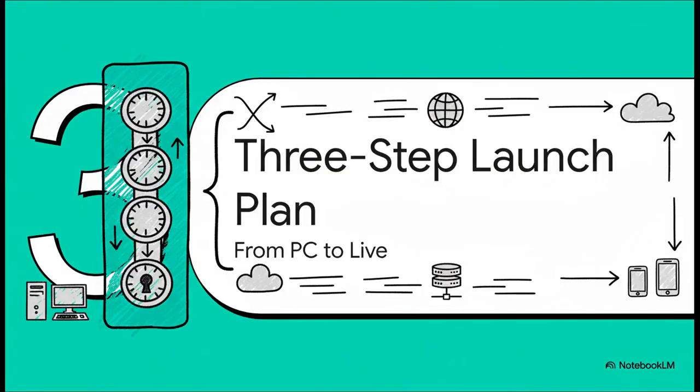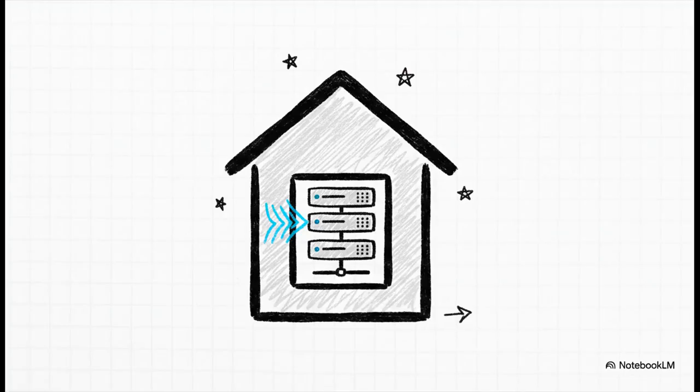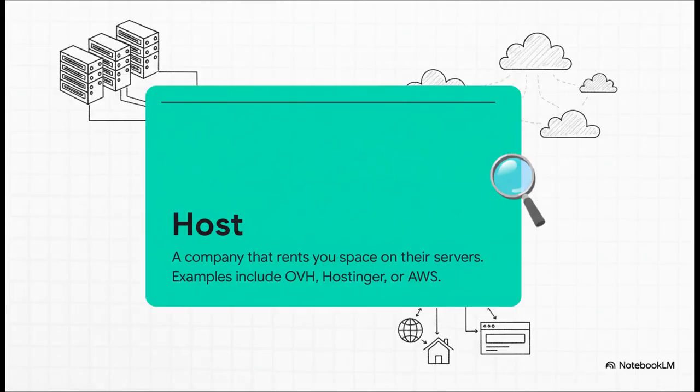I want you to think of it like a combination lock. There are 3 tumblers we have to get lined up just right to get your site live. So let's walk through your 3-step launch plan. First things first, step 1 is all about location. Your site needs a home, a little slice of digital real estate on one of those always-on servers we just talked about. And that's where a host comes into play.